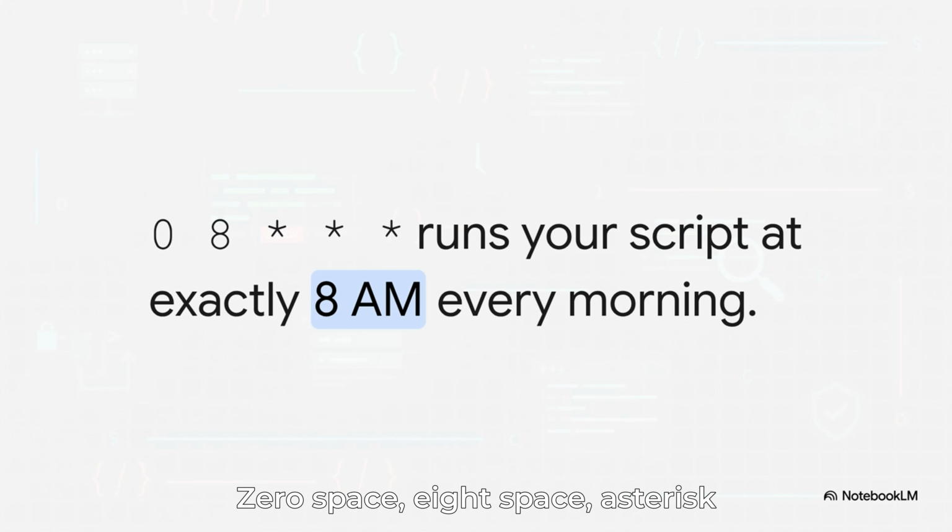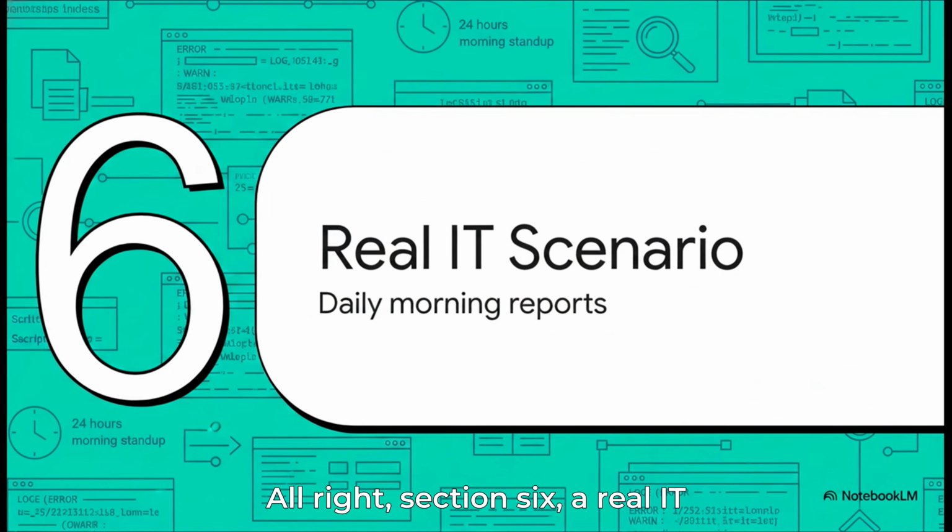0 space 8 space asterisk space asterisk space asterisk space followed by the absolute path to our script. This translates to exactly 8 a.m. every single morning. Furthermore, Cron can actually automatically email you the output of this script. That means your fresh log report arrives straight to your inbox without you lifting a single finger. How cool is that?